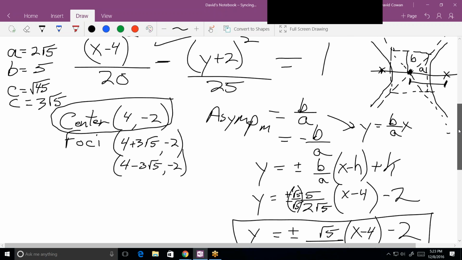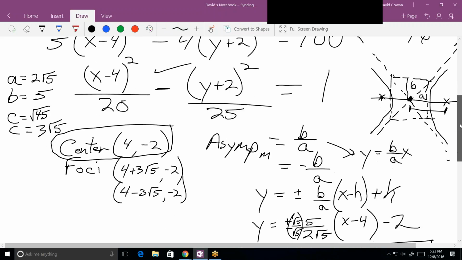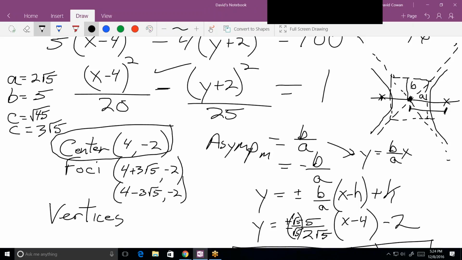The only thing we didn't specify was the vertices. What is the vertex over here on the right going to be? They're going to give you a variety of problems, and they're all going to require you to know how to get every single one of these things. It's the distance from the center to the vertex, which is a. Yes, the distance from the center to the major vertex is a.